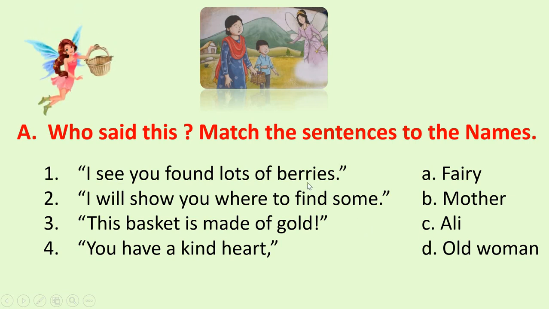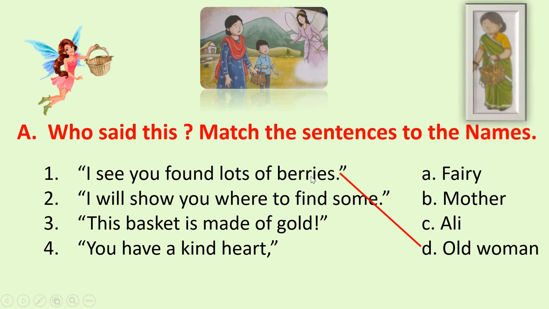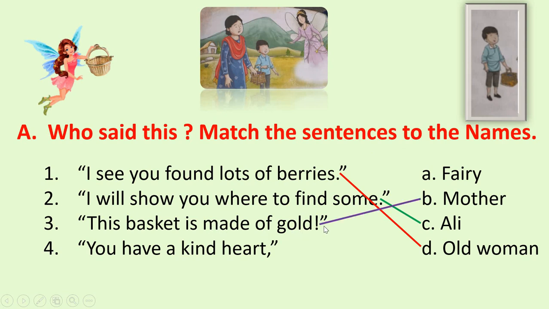The answers: first, I see you found lots of berries. Who said this? Old woman. See the picture of the old woman here. Then, I will show you where to find some. Ali said. Okay, see Ali's picture in front of you. Third, this basket is made of gold. Mother, yes, mother said so. Now next is, you have a kind heart. Who said? Fairy. Fairy said this. See the picture of the fairy here.